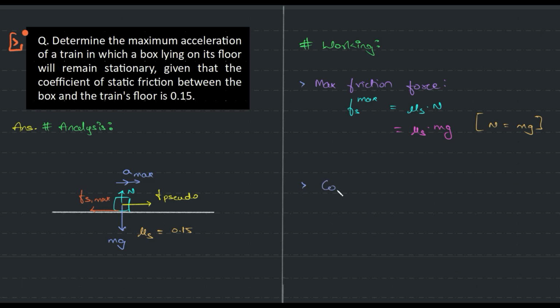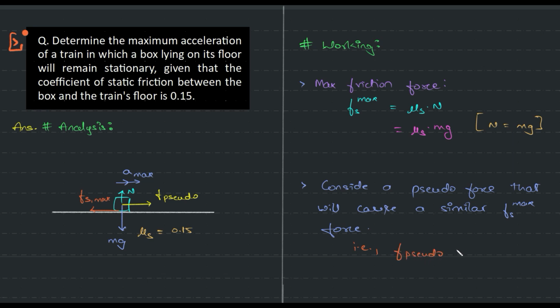Next, what we'll do is consider a pseudo force that will cause a similar frictional force. In terms of magnitude, F pseudo should be equal to your F max. And we know that this would be mass into acceleration. Mass is mass, that we can't change. Acceleration is your maximum acceleration. And this is mu s mg.